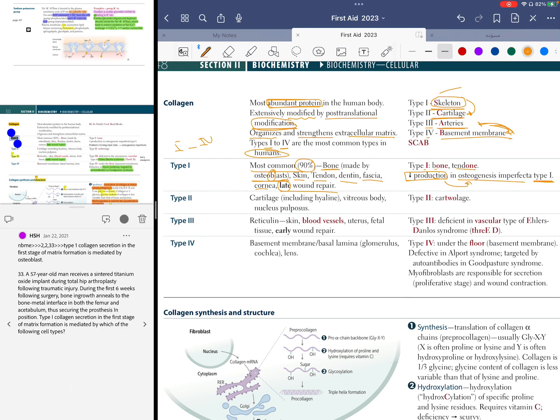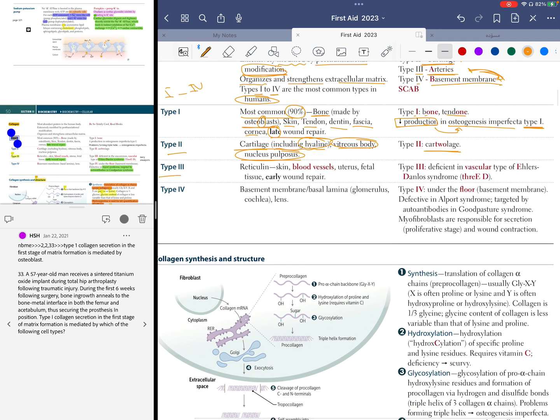Type 1 collagen secretion in the first stage of matrix formation is mediated by which of the following cells? Which cell is going to produce type 1 collagen at such a pace? That's the osteoblasts. Type 2 is found in cartilage, including hyaline cartilage, the vitreous body, and the nucleus pulposus.